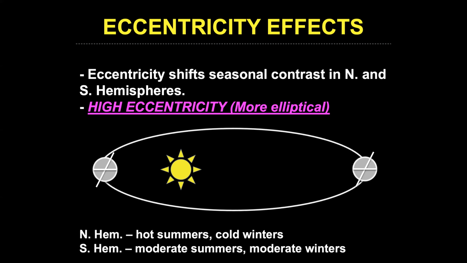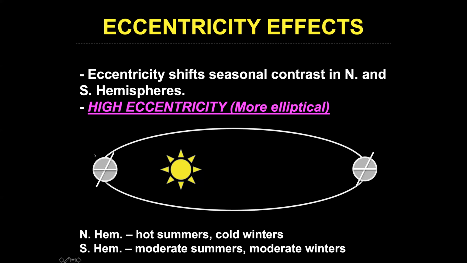Conversely, the Southern Hemisphere would have moderate summer because it is pointed towards the sun but far away, and tilted away from the sun but closer. Does that make sense? So if you need to stop the presentation and look at it for a few seconds, please do that.